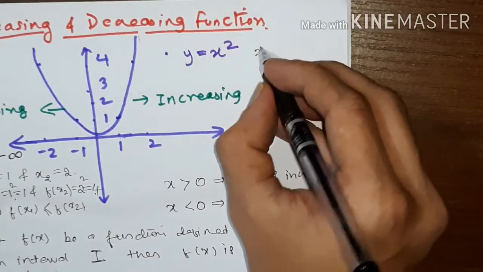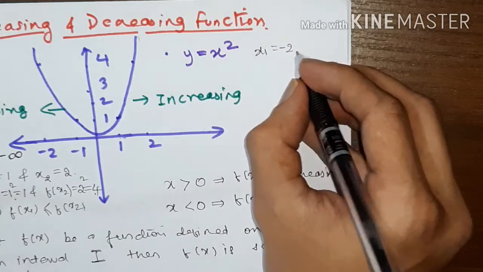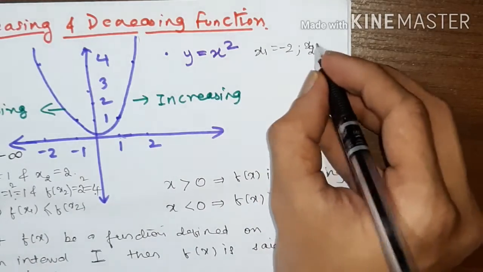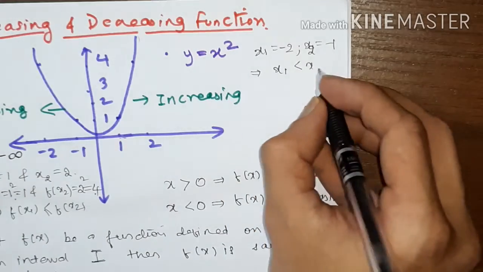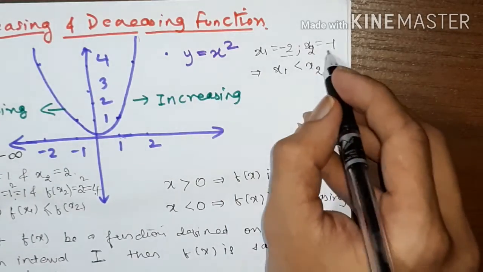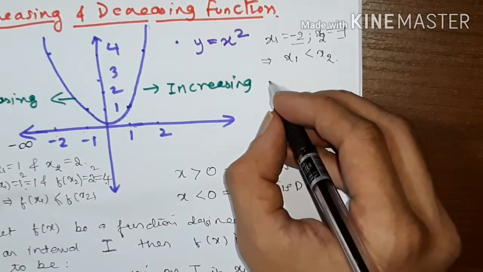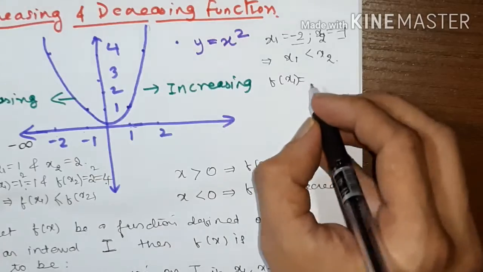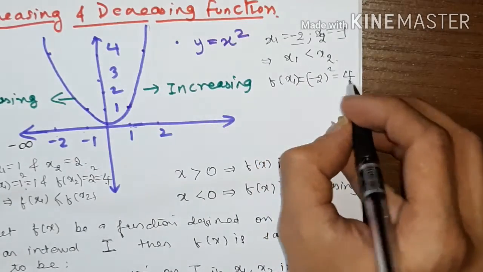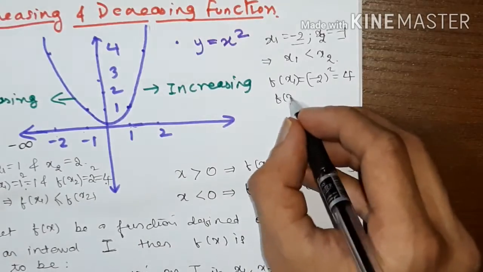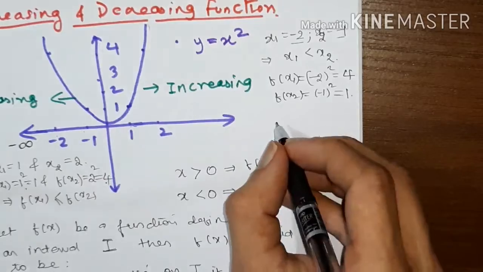So suppose you take x1 equal to, say, minus 2 and x2 equal to minus 1. So x1 is less than x2, right? Minus 2 is less than minus 1. But what you get is the function values. So f(x1) will be minus 2 square, which is 4, okay? And f(x2) is nothing but minus 1 square, which is 1, right?